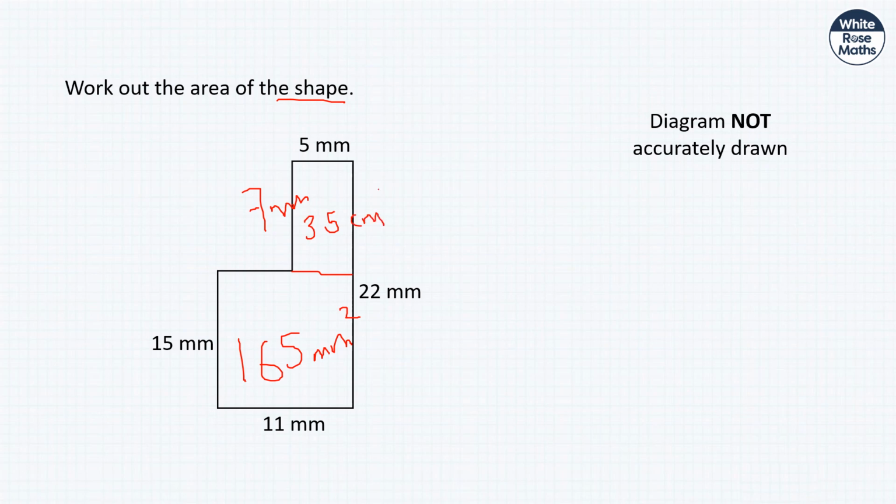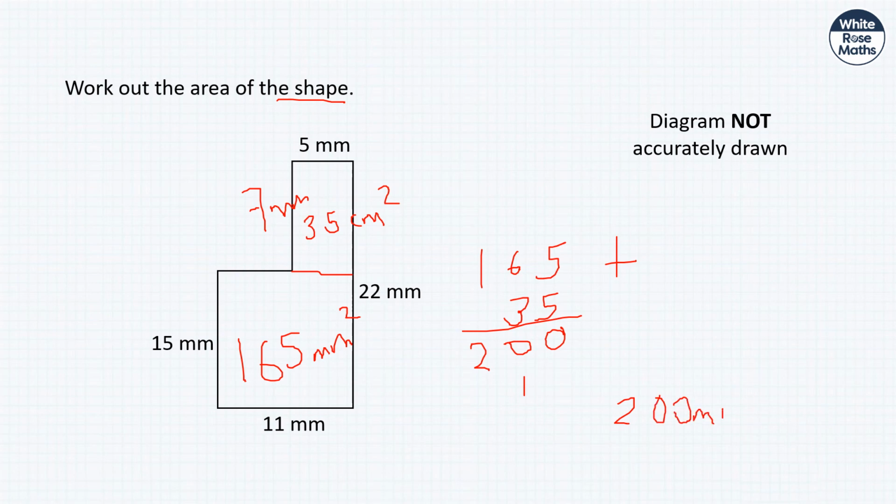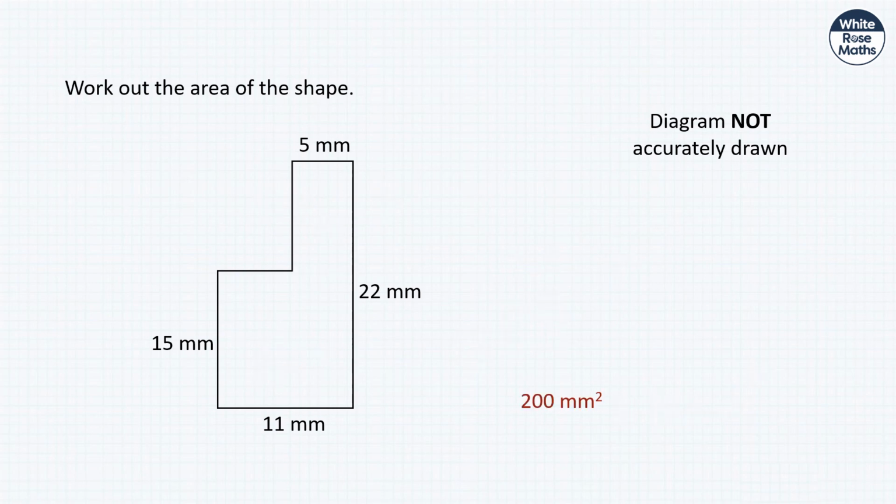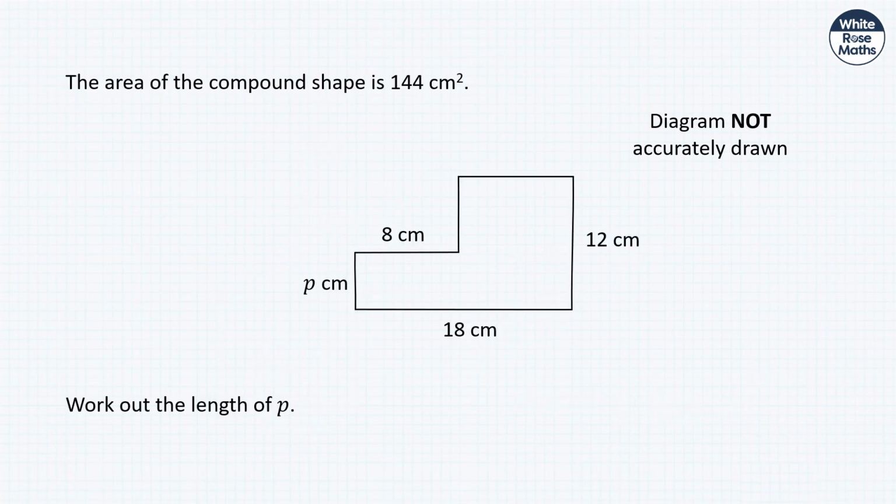If you add your answers together, 165 plus 35. There, carry the 1. That'll be 10 again, sorry. That'll be 2 there. So the answer is 200 millimeters squared, guys. Okay, there we go. Okay, the area of the compound shape is 144.